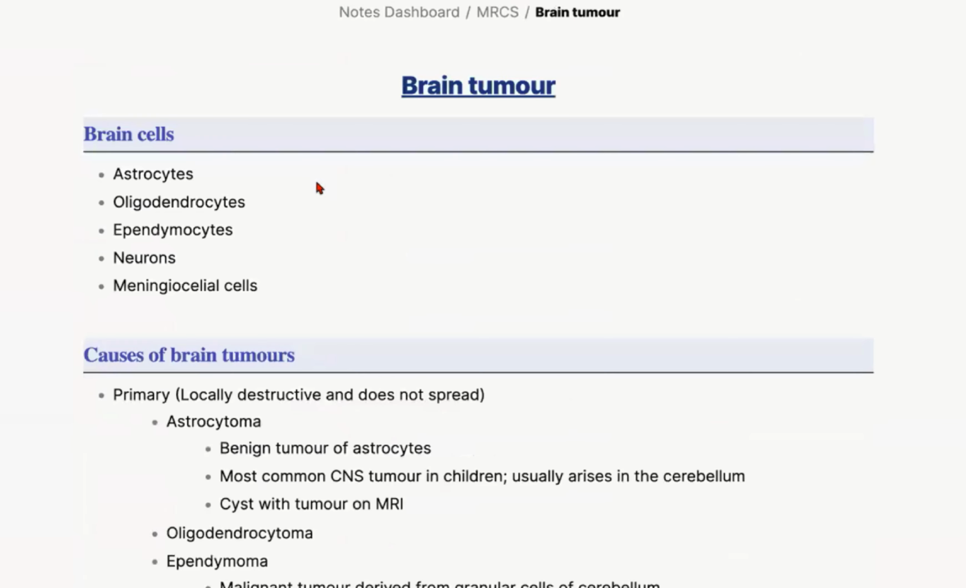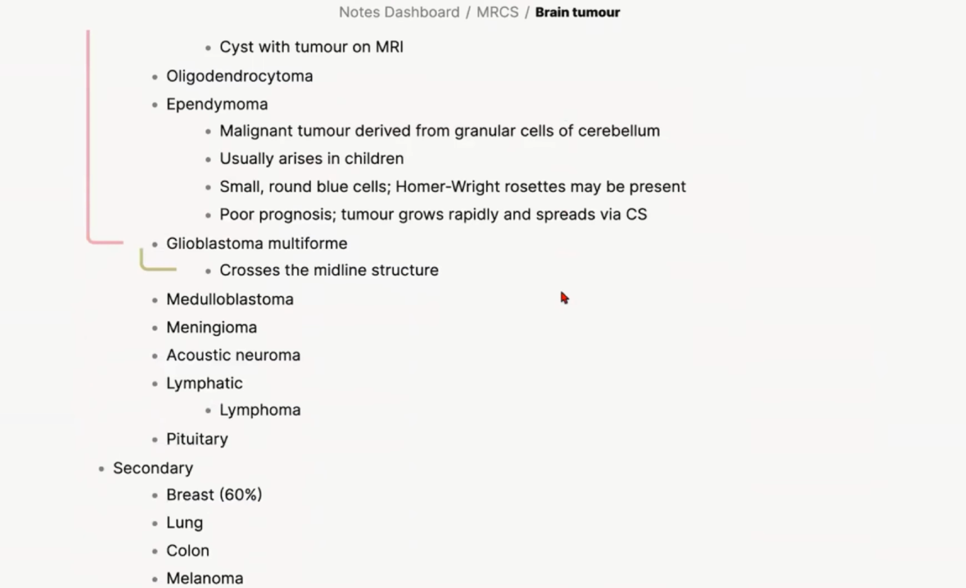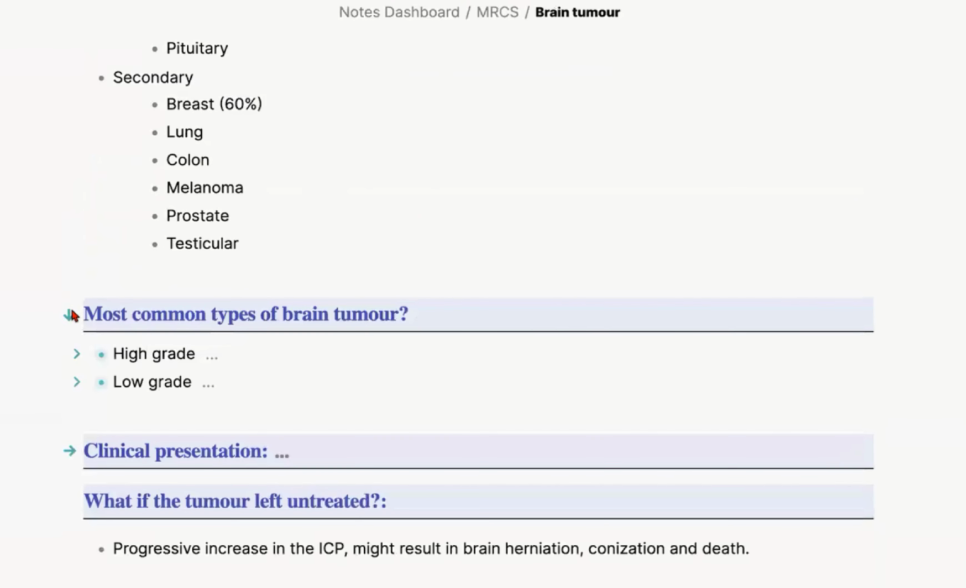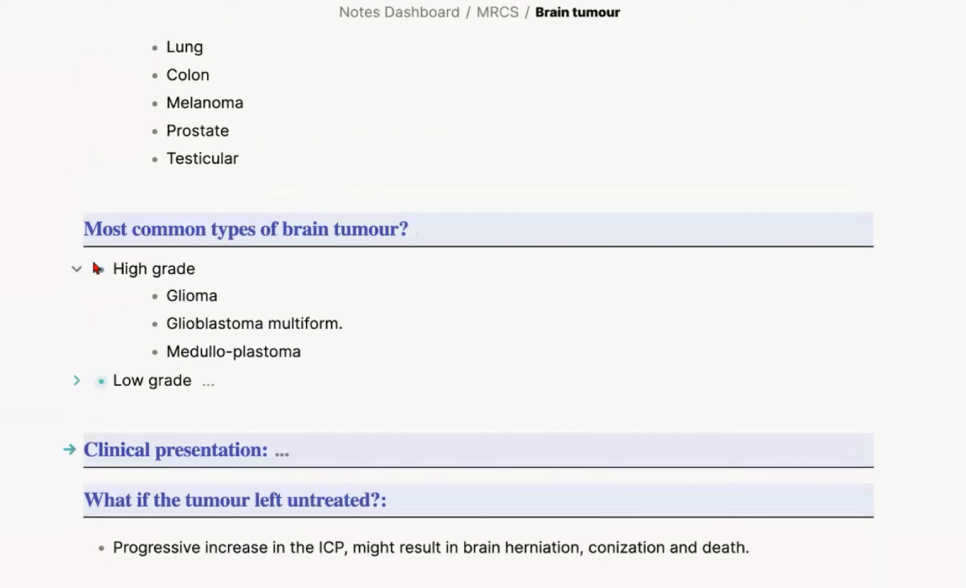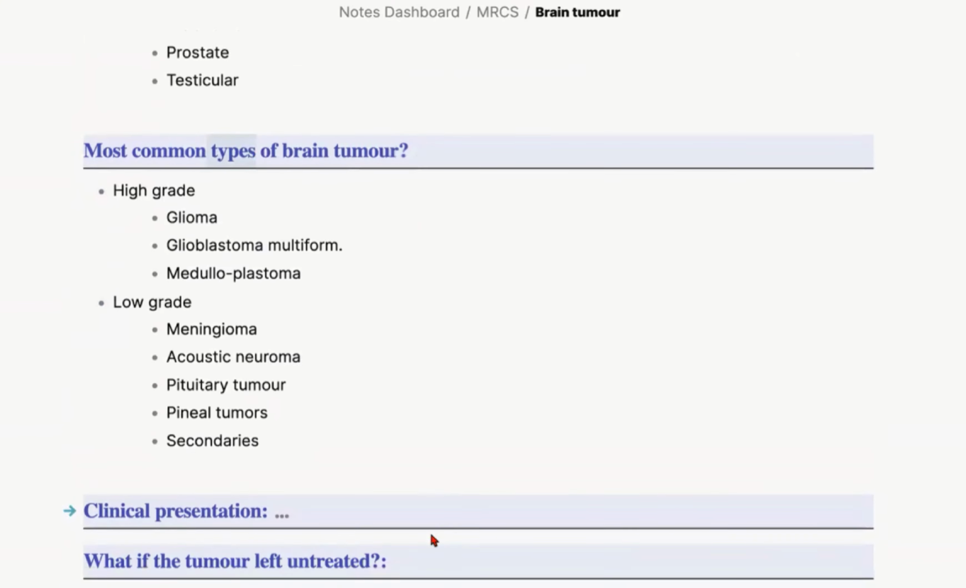The types of cells in the brain, you have multiple different types: astrocytes, oligodendrocytes, which you've already mentioned. The tumors could be primary and secondary. Most common type is metastasis, but you can also classify them into high grade and low grade because this is asking types. But when I ask you what is the most common type of brain tumor, it is the metastasis.